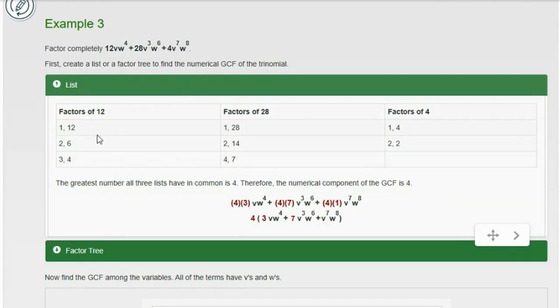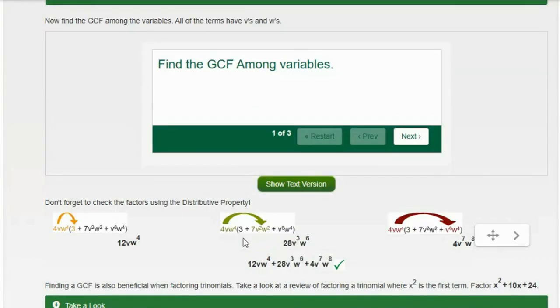So if you look at it, the largest number that goes into all 3 of these is 4. There's a 4, there's a 4, there's a 4. There it is, there's the 4. So you can pull the 4 out of all of them because it's 4 times 3, 4 times 7, and 4 times 1. So the first thing they did is factor a 4 out to lower the coefficients. Then they look at the variables. They all have V's and W's.